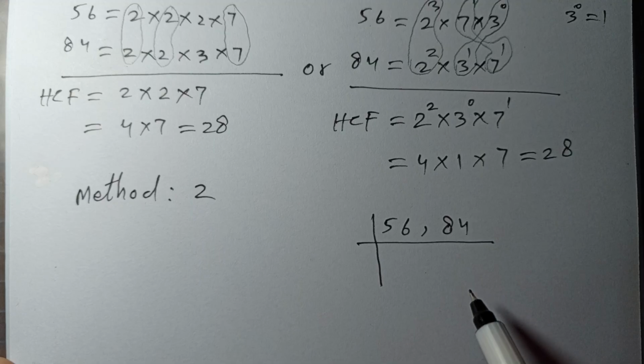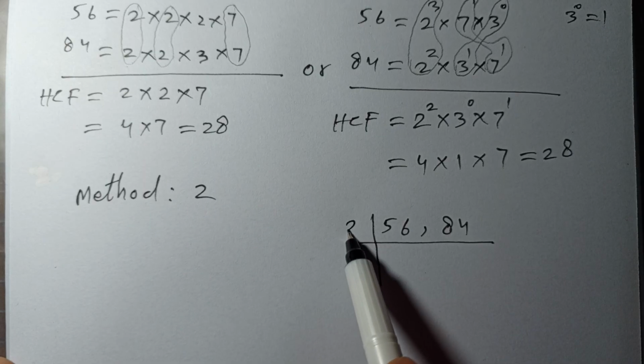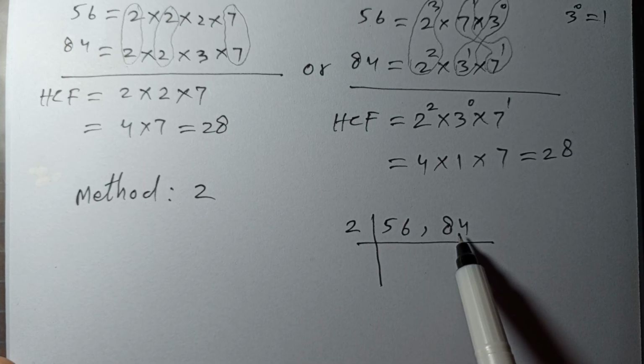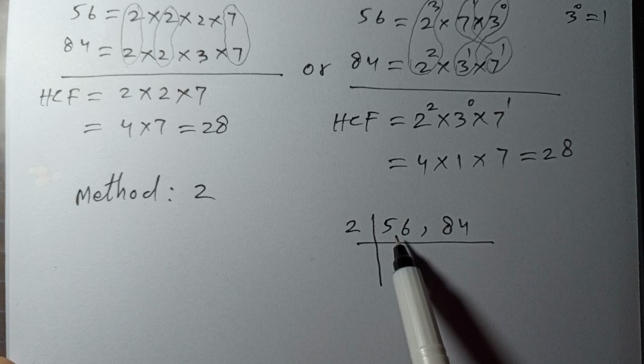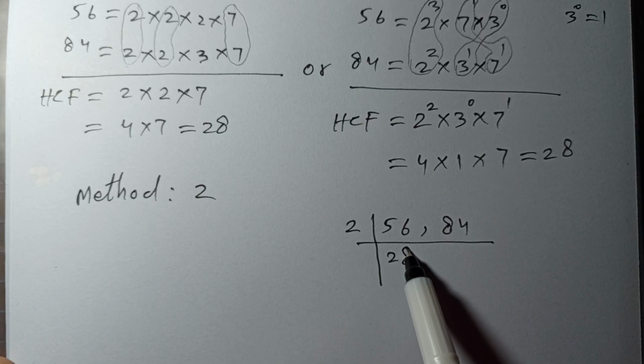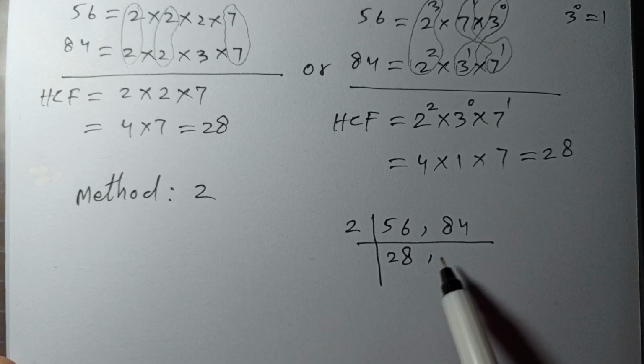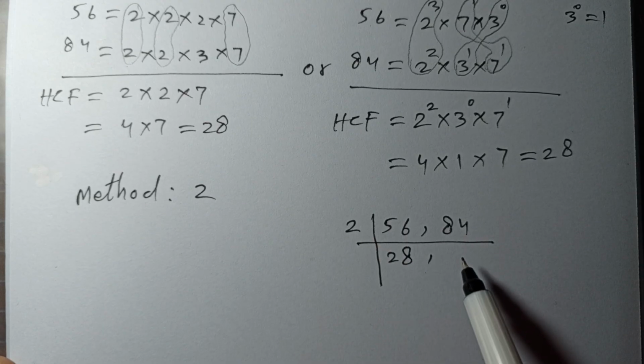You will find a common prime number which can divide both. You know that 2 is a prime number that can divide 56 as well as 84. When you divide 56 by 2, you will get 28. And when 84 is divided by 2, you will get 42. We have already divided here.